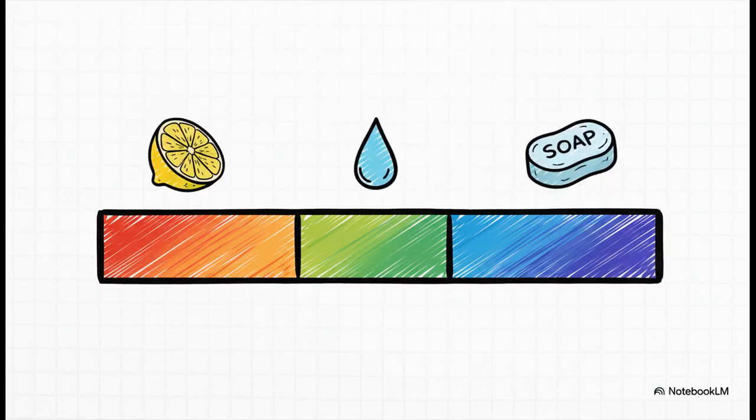Now, for all these chemical reactions to happen, the environment has to be just right. And that's where the pH scale comes into play. Just think of it like a ruler that measures how acidic or basic a solution is. It's all about how many hydrogen ions are floating around. The more ions, the more acidic it is.